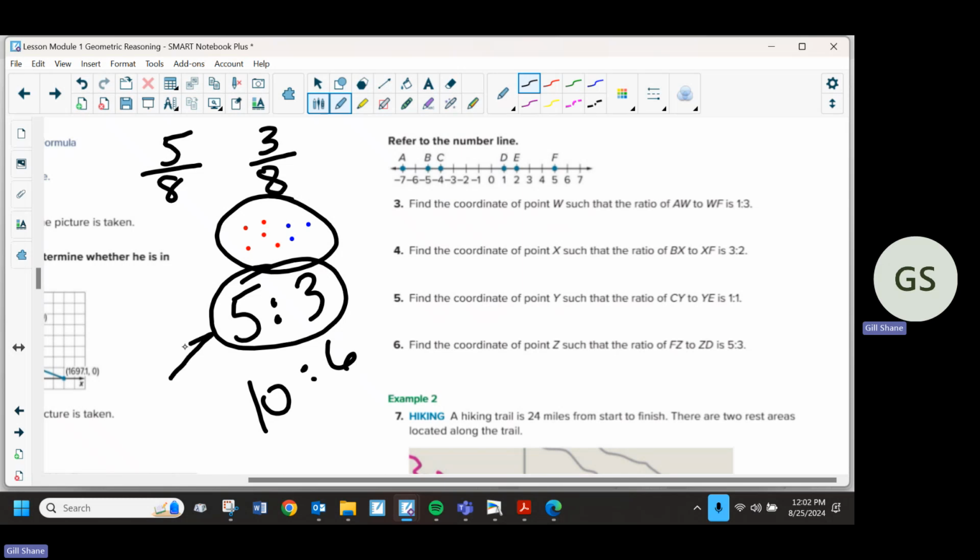But this is very important with line segments. You've got to understand that the total number of line segments comes from adding the two values in the ratio together. And you'll see what I'm talking about in a minute. So again, to get the total number of segments or the total number of values, depending on what you're talking about, you add the two numbers in the ratio together.